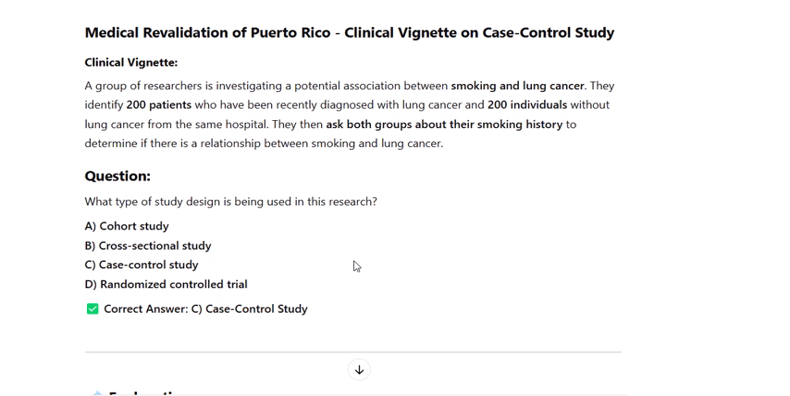A. Cohort study. B. Cross-sectional study. C. Case control study. D. Randomized controlled trial. Correct answer: C.